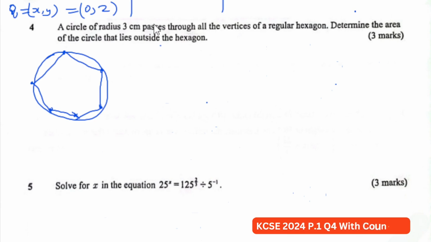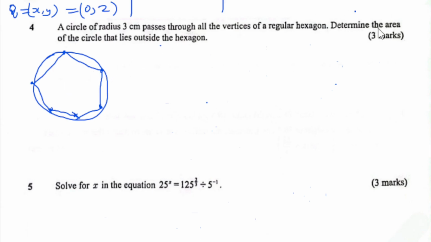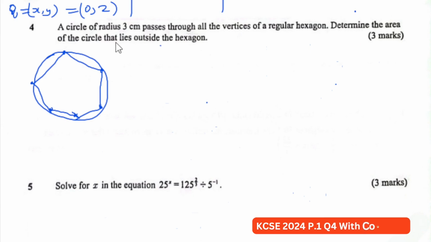Let's read again the question. A circle of radius 3 centimeters passes through all the vertices. According to our illustration, the circle is passing through all the vertices of the hexagon. But then we are told, determine the area of the circle that lies outside the hexagon. Therefore, the question is interested in this part that is outside the hexagon.